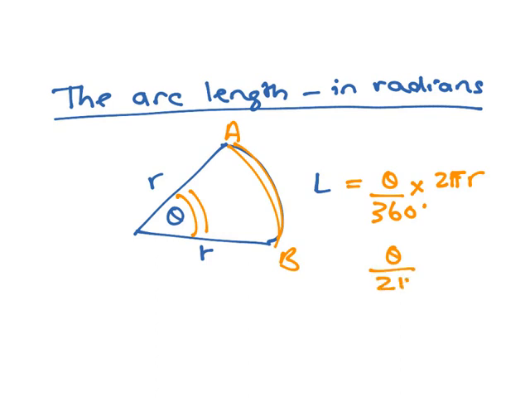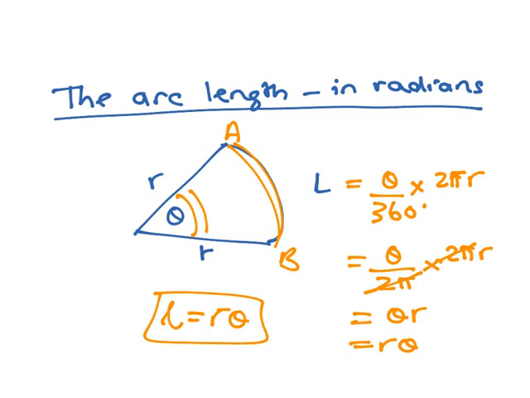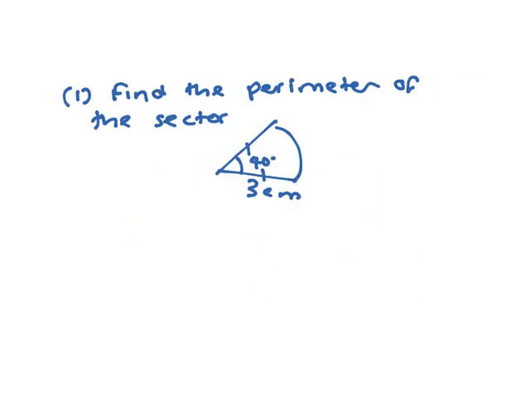theta on 2 pi. So instead of the 360, you put 2 pi, times 2 pi r. So when you cancel out the 2 pi and the 2 pi, you end up with theta r or r theta. So the formula, which is on the formula sheet, for the arc length in radians is r theta. If you want the whole perimeter of this sector, it would be r plus r plus the arc length, so 2r plus r theta.